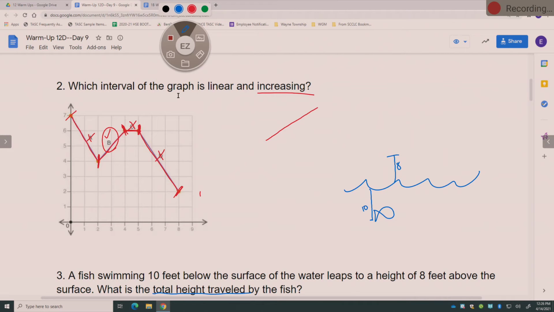So the total height traveled by my fish is going to have to be 10 feet to get to the surface of the water, and then 8 feet beyond that. So that would be 10 to get to the surface of the water and 8 above the water, which gives us 18 feet. That's the total height that the fish can travel.